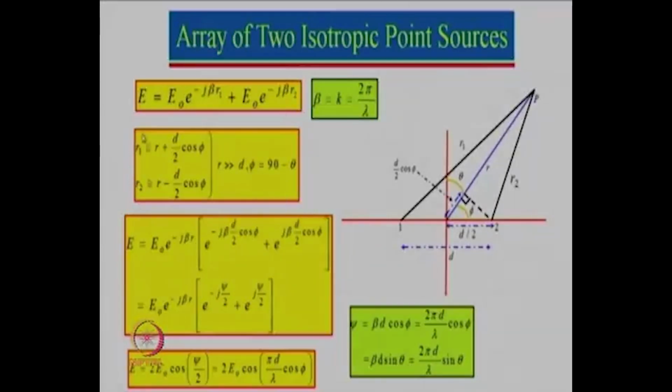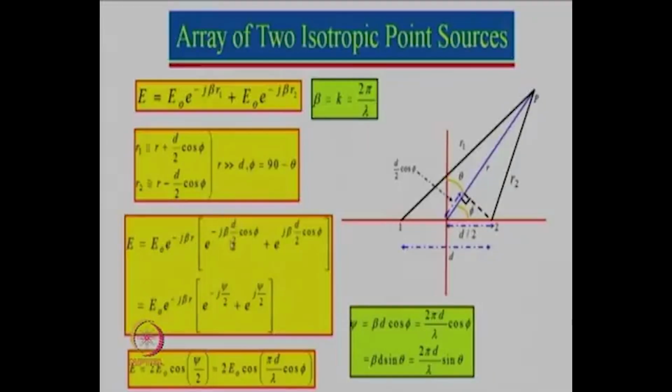So now we substitute the value of r1 and r2 in this equation here. So that equation gets modified. What you can see here is that r is constant. So we can write e to the power minus j beta r outside, and the inside term will correspond to this term here, which will come e to the power minus j beta, and since there is a minus sign and another minus sign, this becomes plus.